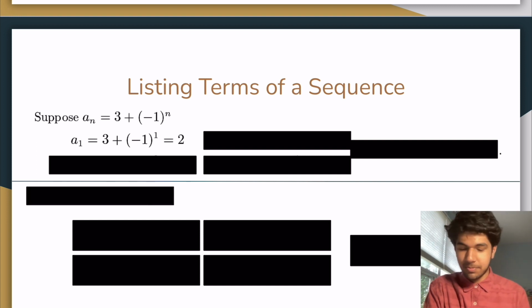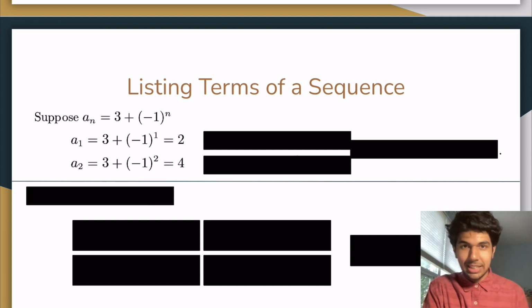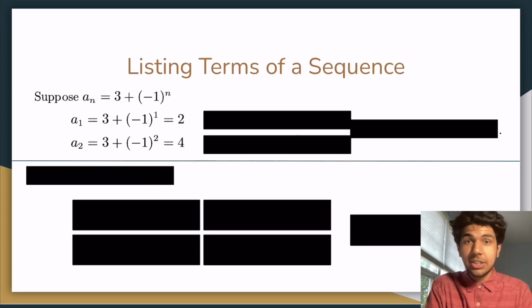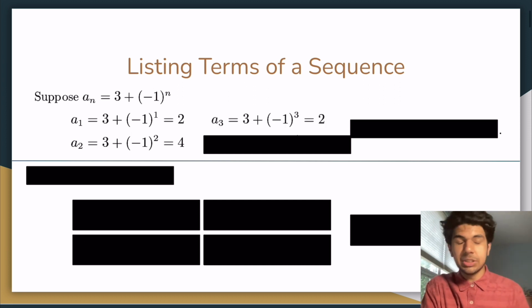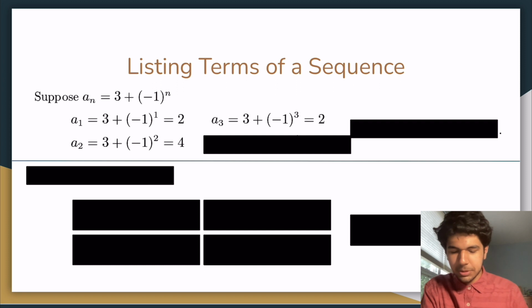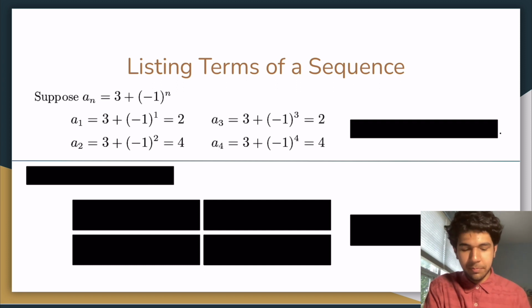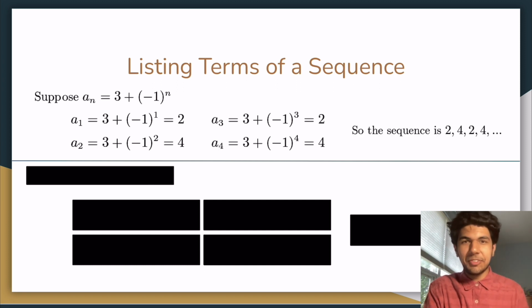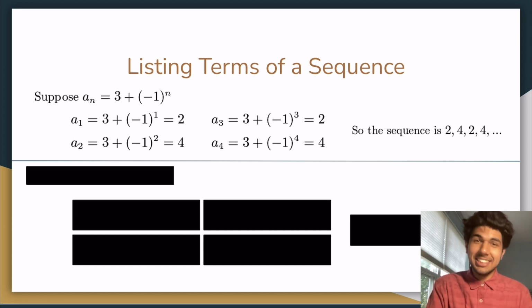What about the second term? That's a sub 2. So now we put n equals 2 into our formula, and we get 3 plus negative 1 to the power of 2, which is equal to 4. For the third term, it would be 3 plus negative 1 to the power of 3, which is equal to 2. And for the fourth term, 3 plus negative 1 to the 4, which is equal to 4. So the sequence is 2, 4, 2, 4, and you can sense a pattern here, and whatever pattern you're hypothesizing is most likely the actual pattern here. The sequence just alternates between 2s and 4s.